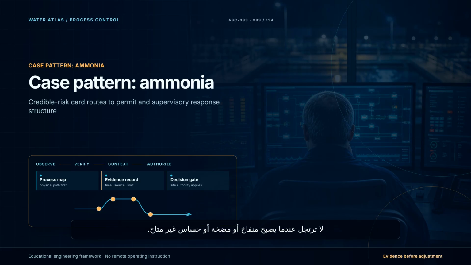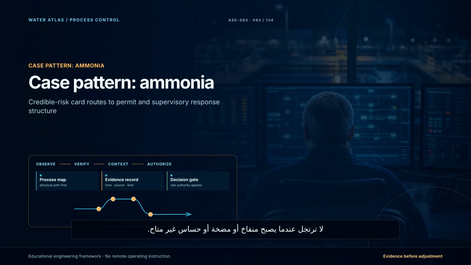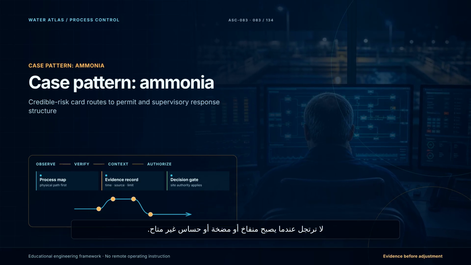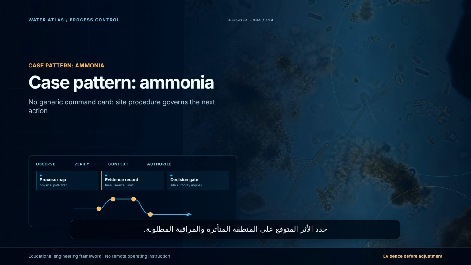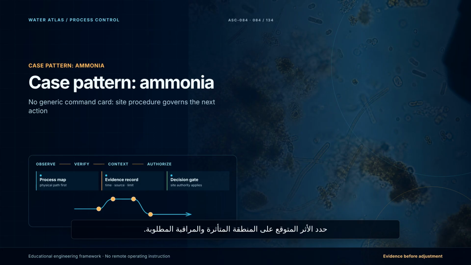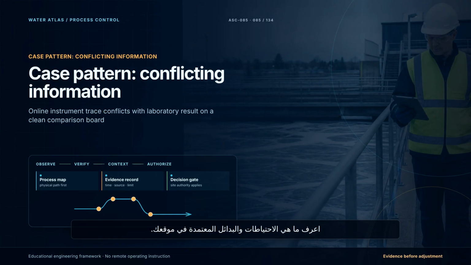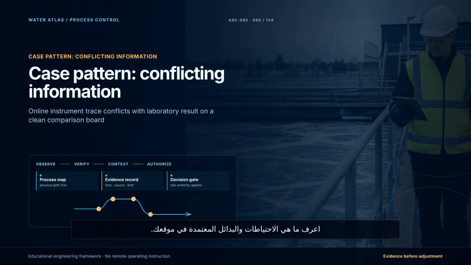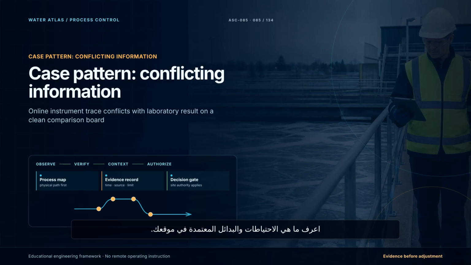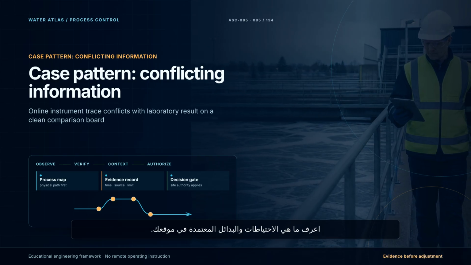Now consider a different hypothetical case. An ammonia result changes from its normal pattern. The result may matter, but it must be placed in context. Verify the sample, method, reporting basis, and timing. Review temperature and other available biological process indicators. Check whether aeration equipment, mixing, flow, load, chemicals, or operational configuration changed.